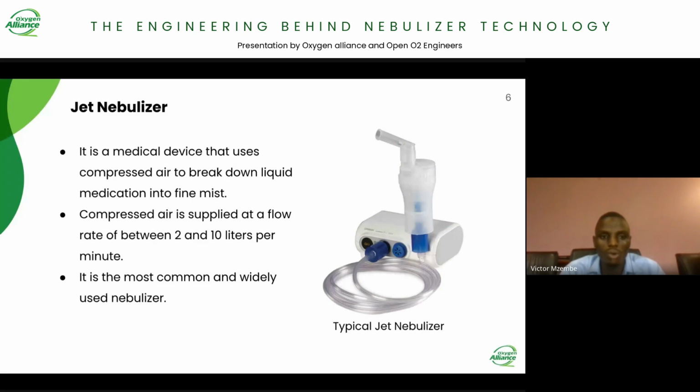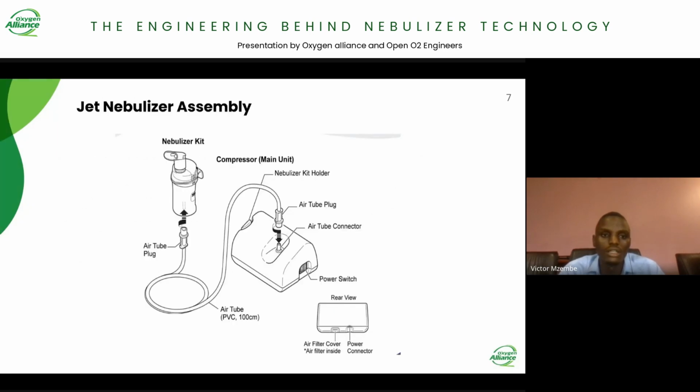So any flow from 2 to 10 liters per minute is convenient for the operation of a jet nebulizer. Just take note that this one is the most common and widely used type of nebulizer other than the other two. To the right of the slide, we have a picture of a typical jet nebulizer. Now let's look at the typical jet nebulizer assembly. In the figure there, you can see a diagram that shows a typical jet nebulizer assembly.